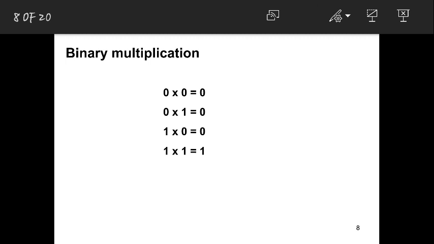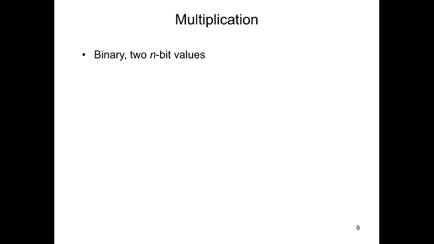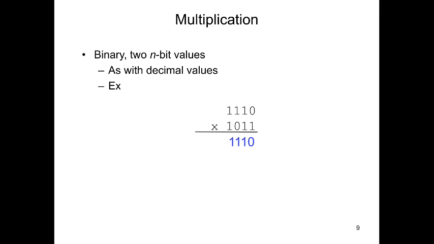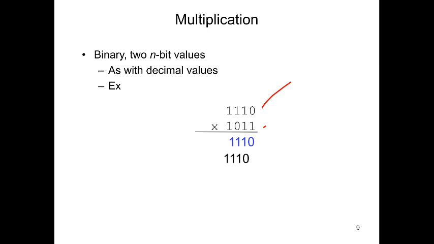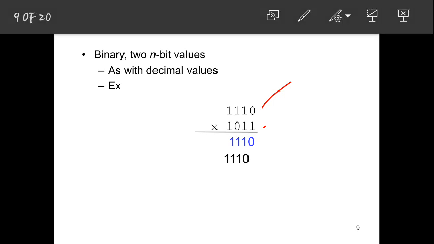So even for this, we have an example. Two n-bit values, as with decimal values. So n-bit means how many bits are we taking here? Yeah, 4 bits and 4 bits. We are multiplying this. Is that fine? So when we multiply that, what we do is normal multiplication. Same as you apply here. If you do 1 or 2 examples on your own, you'll easily understand this.